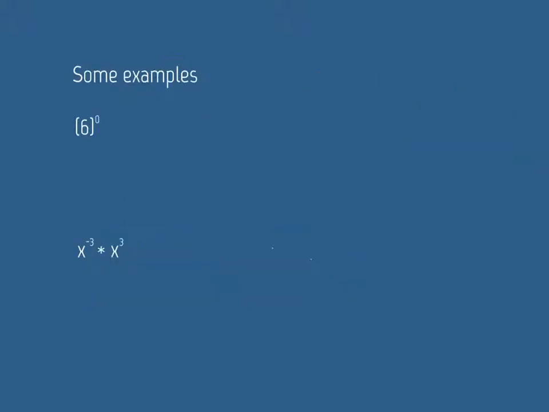So just a couple of examples. This first one, the base is 6, the exponent is 0, so our answer for that is 1. The second one, we have the product property of exponents, so we know using that property we need to add our exponents together. Negative 3 plus 3 is equal to 0, and x to the 0 power equals 1.